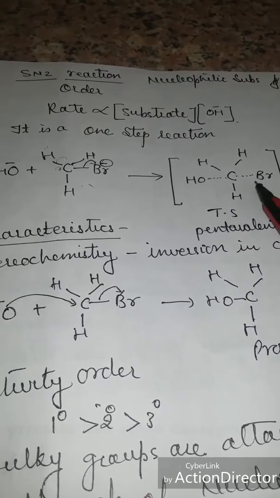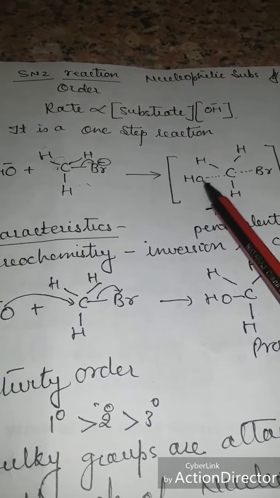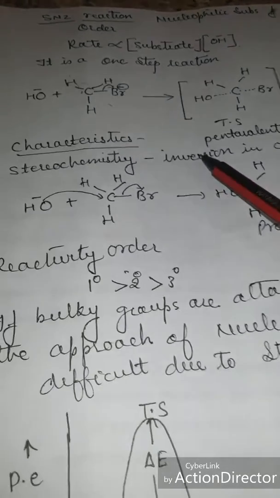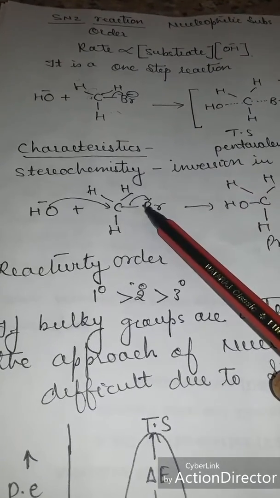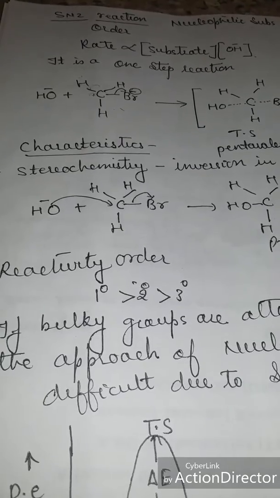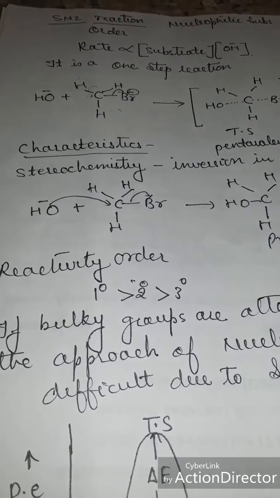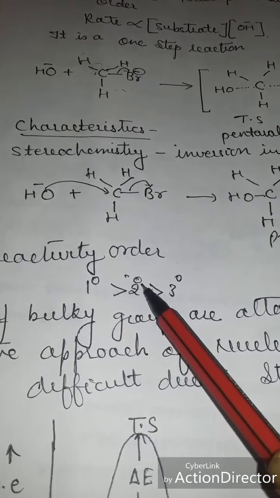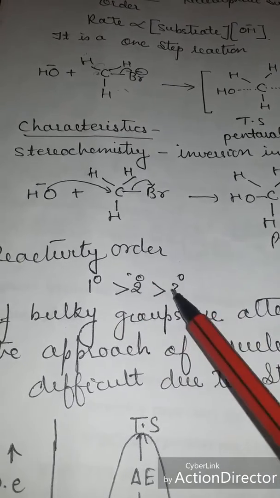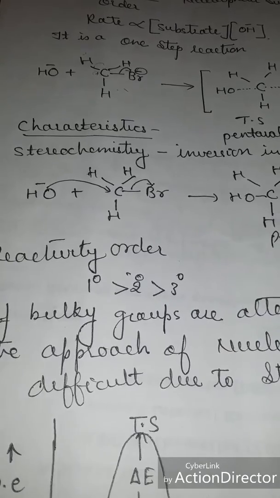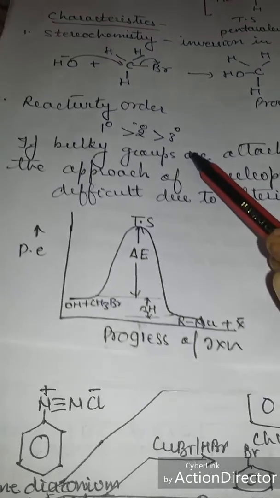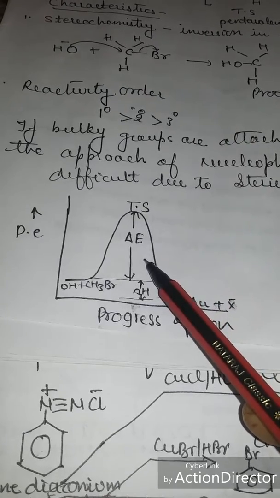Now since the leaving group is going and nucleophile is attacking from the back side, it will lead to the inversion in the configuration. So when we talk about the stereochemistry, we will say there will be inversion in the configuration. Reactivity, primary will be more reactive than secondary and then tertiary, because if tertiary group is present, all the bulky groups will be very close to each other, so it will be difficult for the nucleophile to attack. This will be the potential energy diagram.